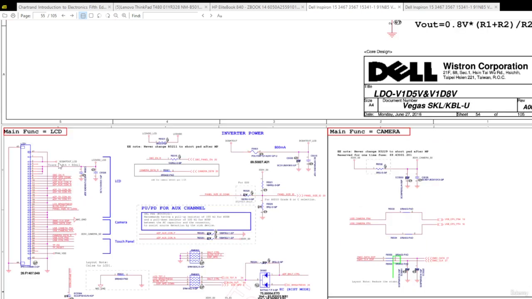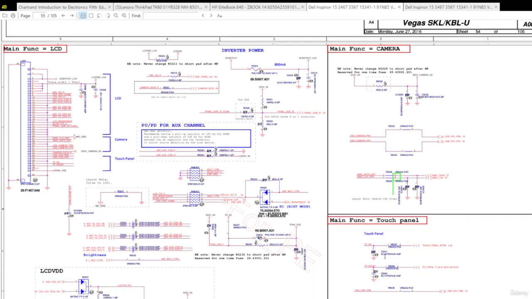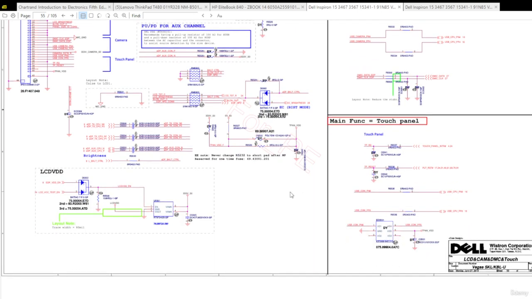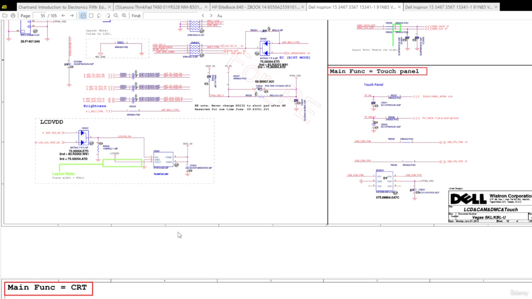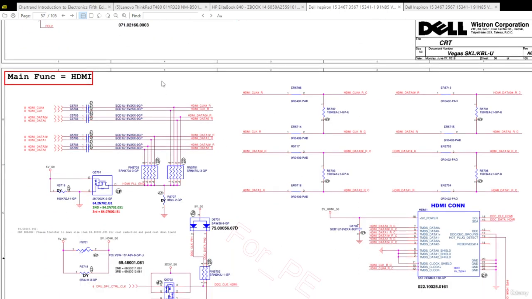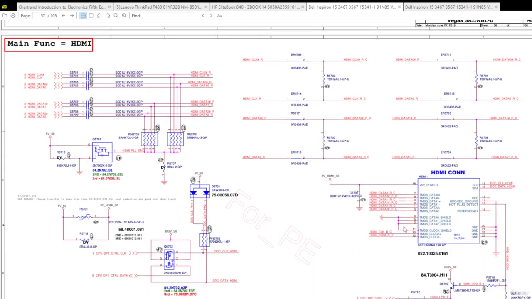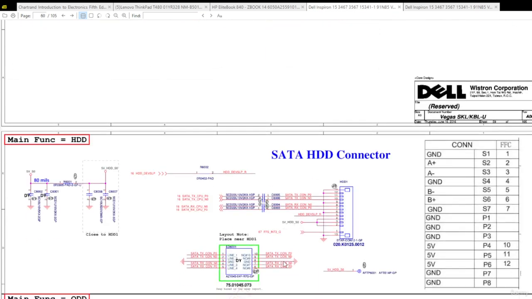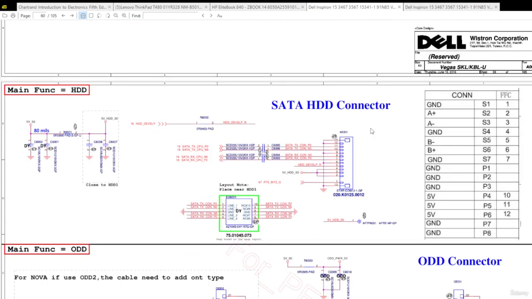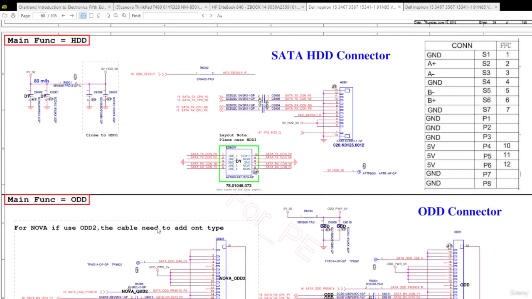Here we have the screen LCD connector, the camera, the touchpad. LCD power 3.3 is also shown here. Here we have the HDMI communication and the connector. Here we have the HDD, which is the hard drive. The hard drive connector is here, and how the communication goes from the hard drive to the chipset.